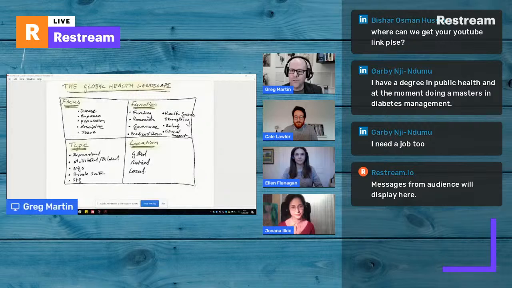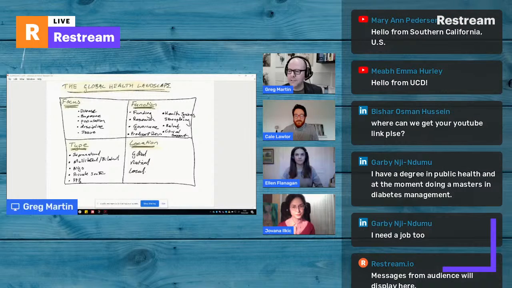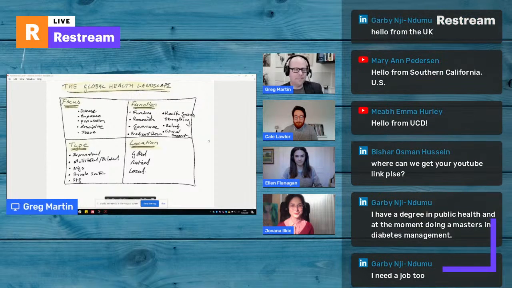In the interim, just to kick things off, I am just going to share my screen with you and talk you through this framework, and then we can get into questions and discussions and get people's thoughts and ideas, et cetera, et cetera. So you can see my screen. This is the framework that I use when I think about the global health landscape. We've got 4 quadrants: focus, function, type, and location.